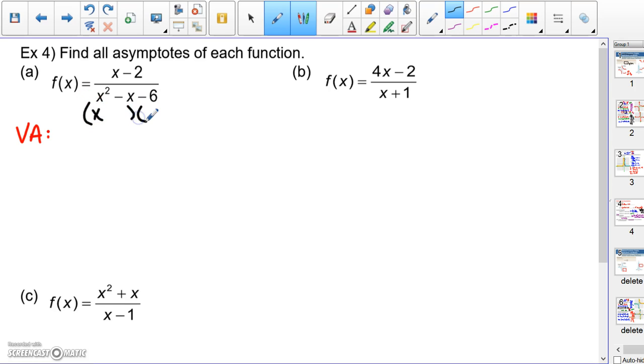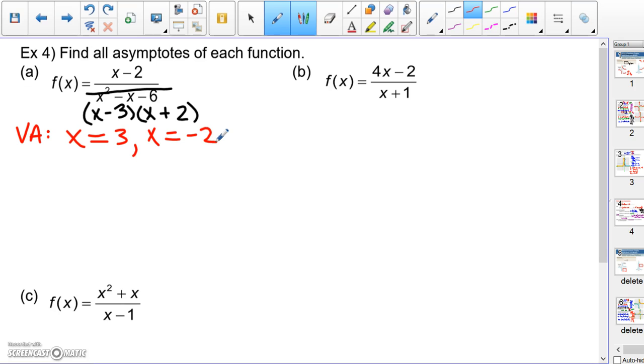So x squared minus x minus 6. We need to think of two numbers that multiply to negative 6 and add up to negative 1: negative 3 and positive 2. We just factor the bottom. If you can factor the bottom, it's pretty easy to tell me where the bottom equals 0. Bottom equals 0 at x equals 3 and x equals negative 2. All right, those are your vertical asymptotes.